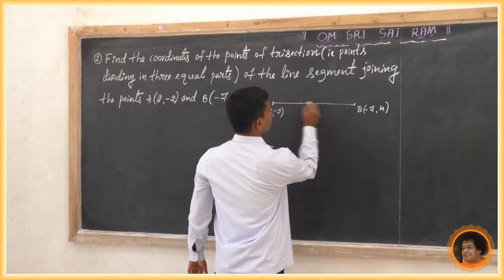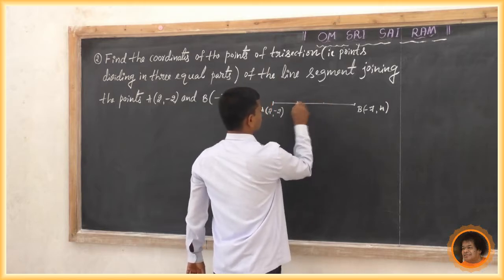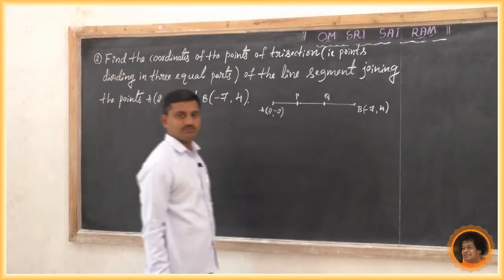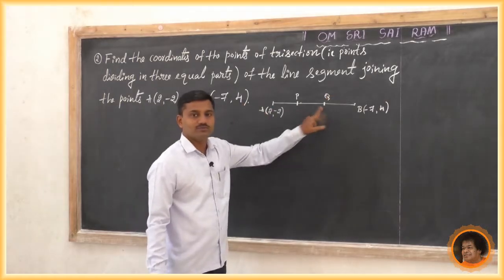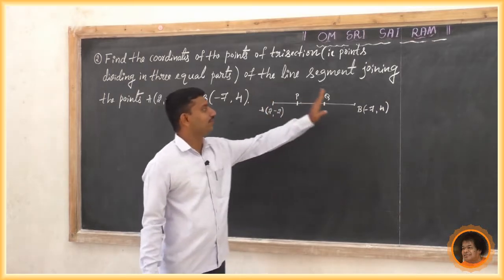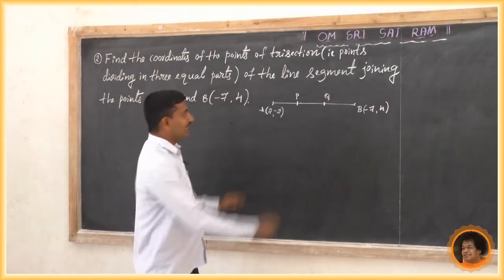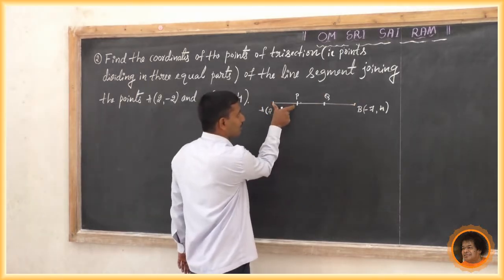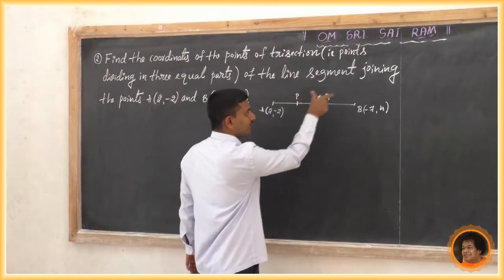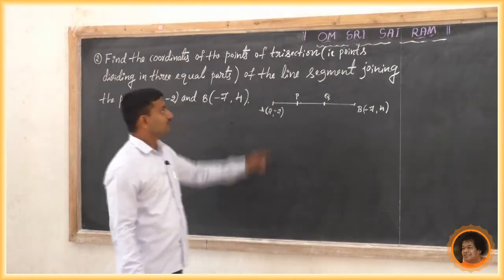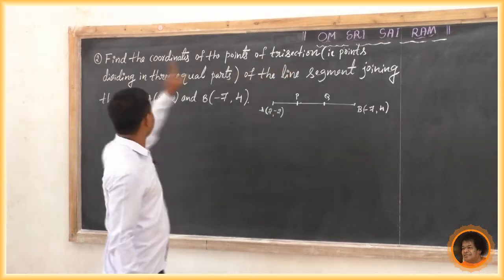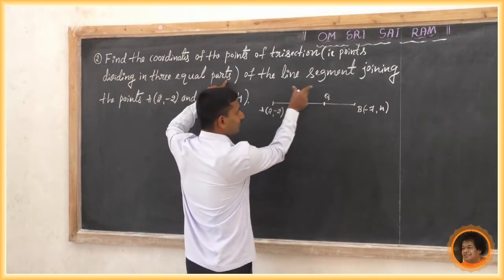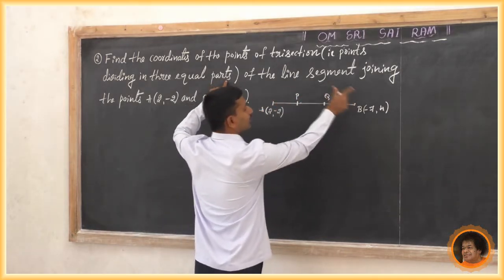3 equal parts means, let P and Q be the 2 points on the line segment AB. Trisection points. Now the line segment is divided into 3 equal parts. Which are the equal parts? AP equal to PQ equal to QB. So in the question, it is given that the points divide it into 3 equal parts. So the equal parts are AP equal to PQ equal to QB.